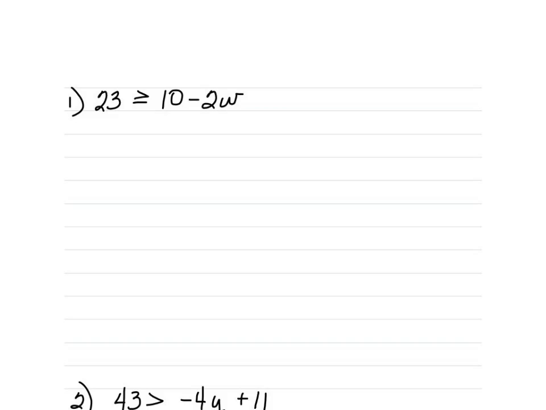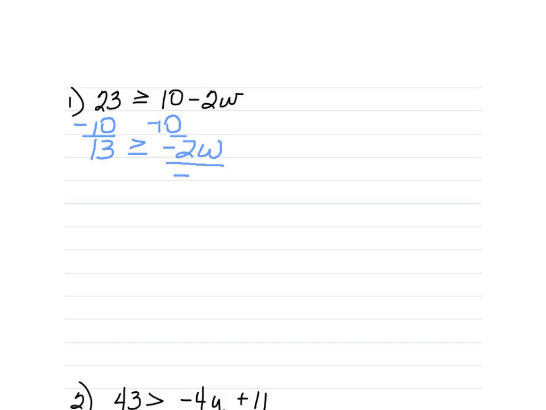Okay, let's start. Copy down number 1. 23 is greater than or equal to 10 minus 2w. In an effort to get w isolated on one side of this inequality, we're going to subtract 10 from both sides. Okay. I have 13 is greater than or equal to negative 2w.